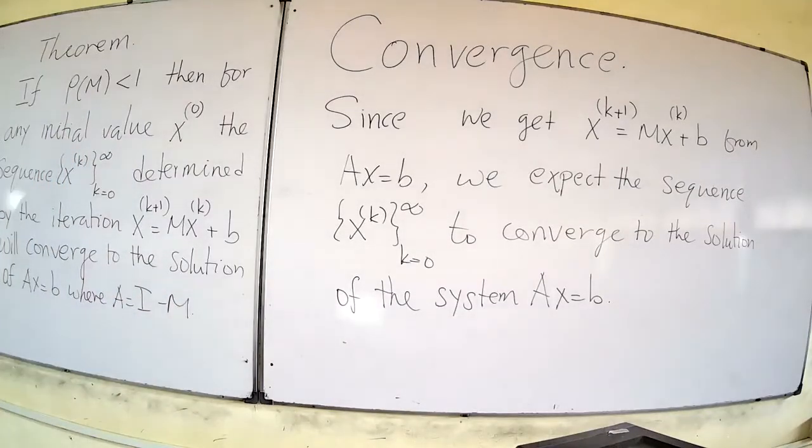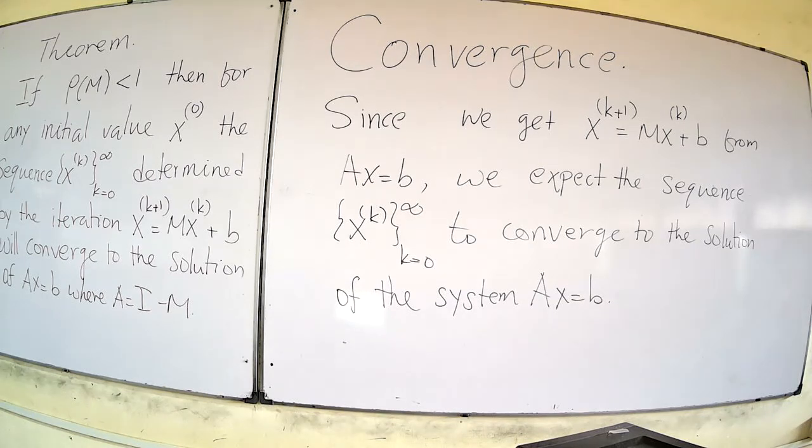Okay, so we write the convergence result in the following theorem. If the spectral radius of the iteration matrix M is less than 1, then for any initial value x0, the sequence determined by the iteration x(k+1) equal to M x(k) plus b will converge to the solution of the system Ax equal to b, where we write A as I minus M. So we have to prove these results.